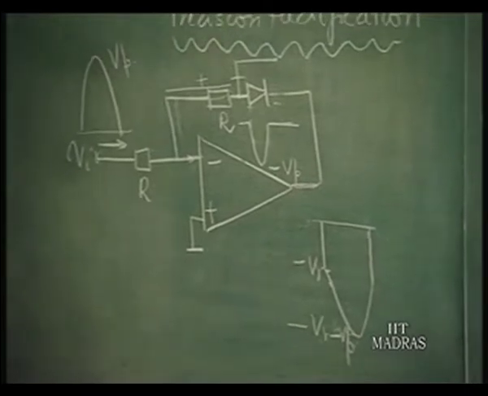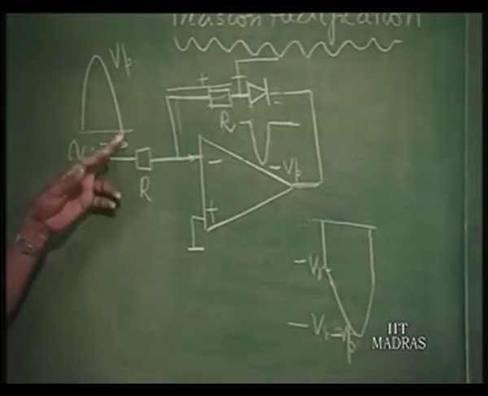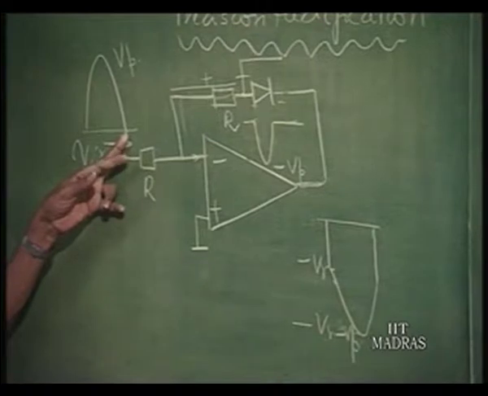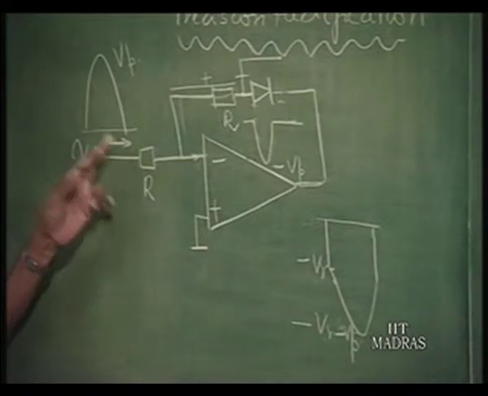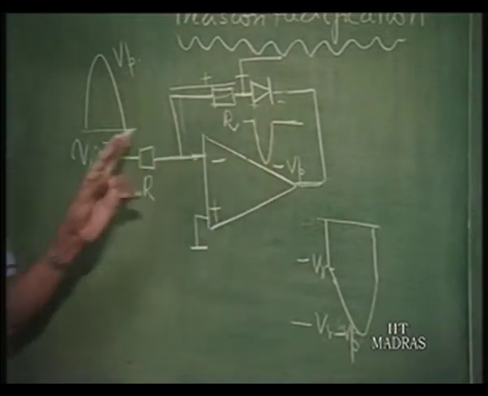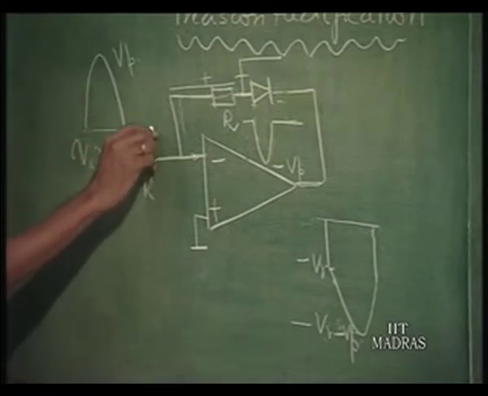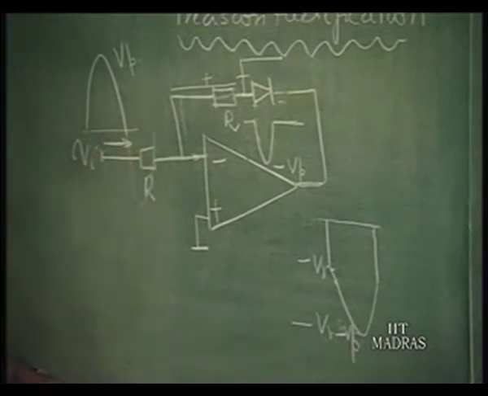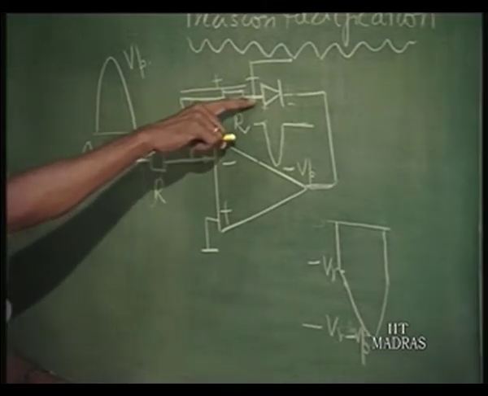This is not over, because if this voltage now goes positive, this is understood, it is going to be a half wave rectifier. When it goes negative, what happens? When it goes negative, we want this voltage to be at 0.